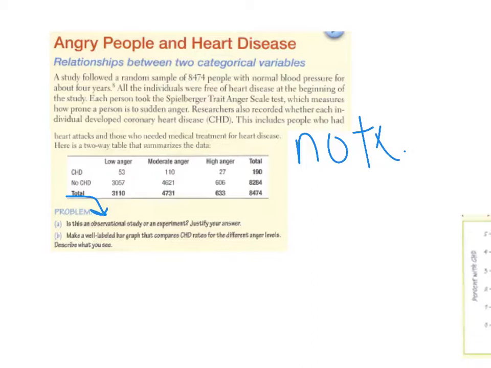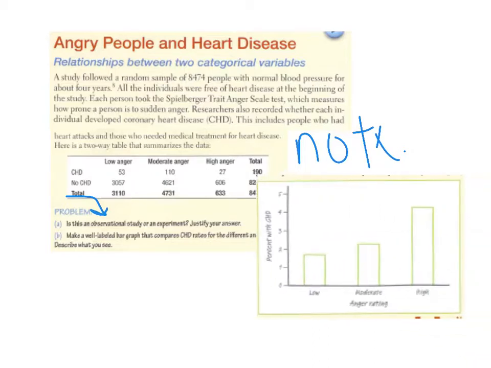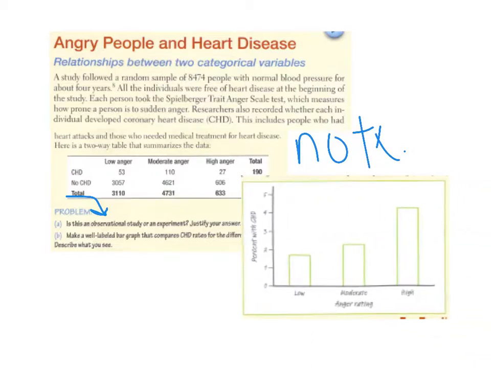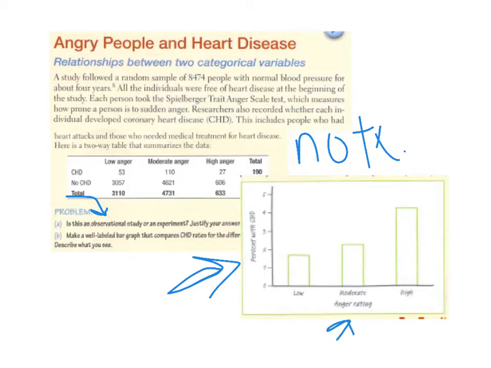So part B here says to make a well-labeled bar graph that compares coronary heart disease rates for the different anger levels, and then describe what you see. So if we're making a bar graph, your bar graph should look something along the lines of this. So we've labeled with units our X and Y axis. Our anger rating here is a bar graph because we just have these low, moderate, high. I can't do a line graph or anything like that with those.